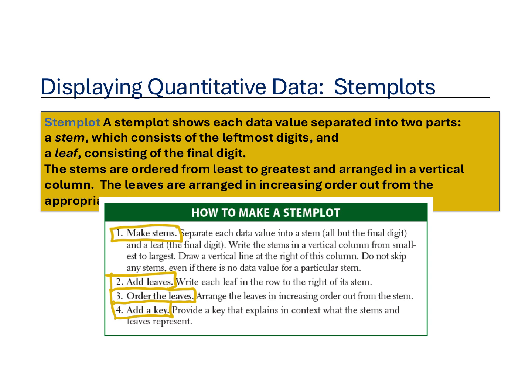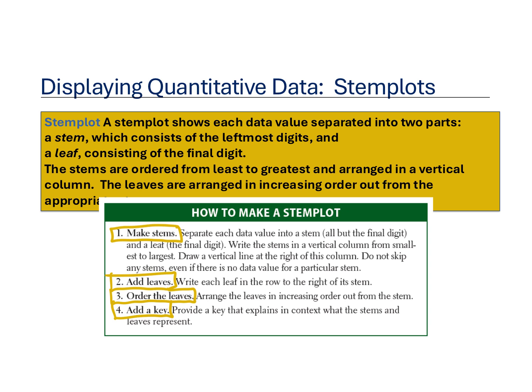So my steps are really going to be, let's make our stems, then let's add our leaves. The textbook does this extra step of ordering the leaves. I order the leaves as I go, but for some people that's tricky. So we'll do it the textbook way for this one. And then we're going to add a key. So let's look at what all of that means.